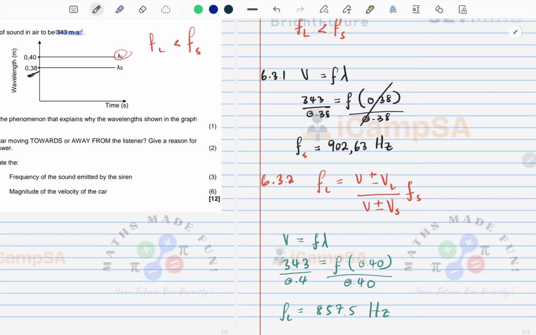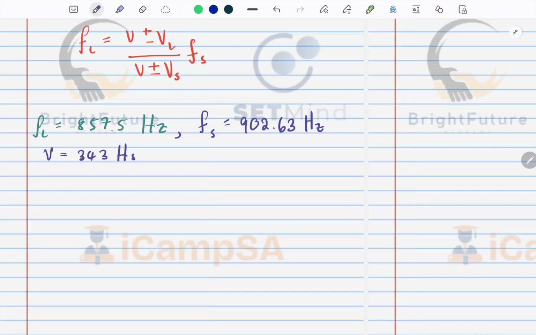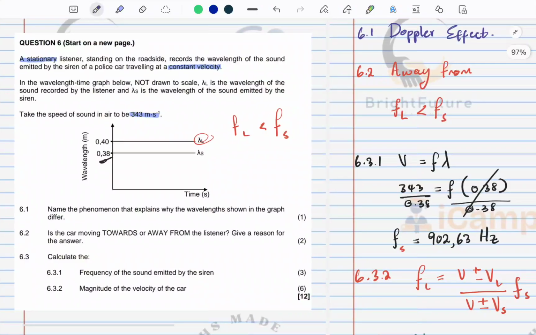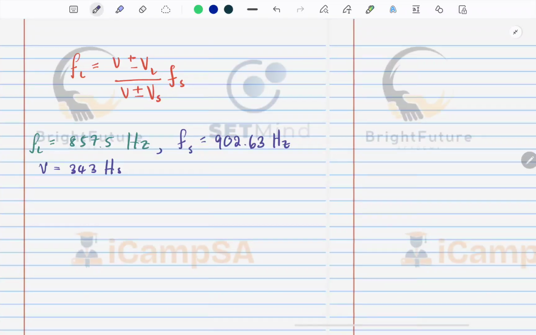So now we've got two of these, which means we can substitute so that we're able to calculate the velocity of the car. The velocity of the car is Vs here. Let me copy this to the other side. So this is where we are now. What we need to note from the question is that the listener is stationary. That means the velocity of the listener, VL, is 0 meters per second. Vs is what we are looking for, and we've got V.